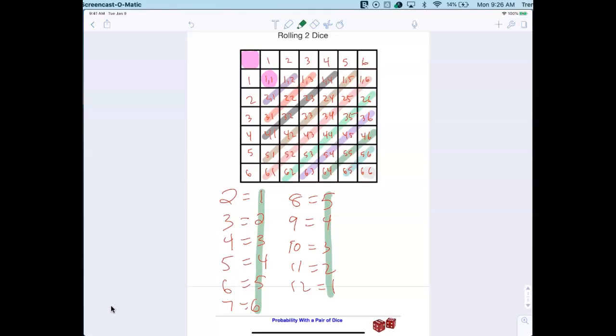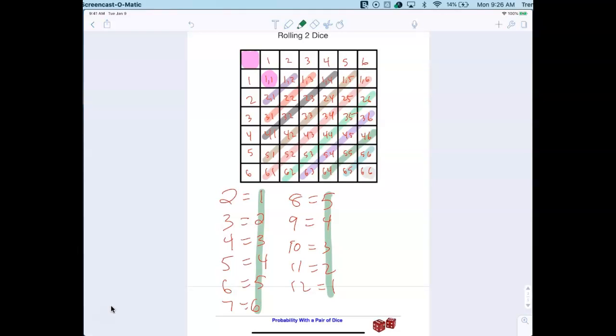What would it add up to? 36. It would add up to 36. So again, I'm really trying to show you how you can now understand what they're talking about when you throw 2 dice. Those are the chances that you get snake eyes, which is 1 and 1.